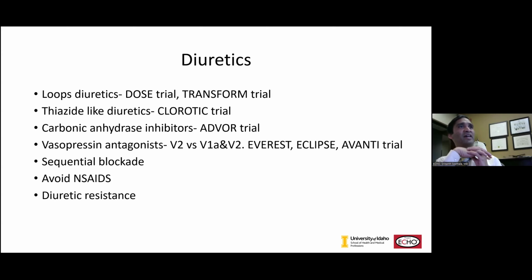And then we have vasopressin antagonists like tolvaptan and conivaptan. Tolvaptan is a V2 receptor antagonist, and conivaptan is a V1A and V2 receptor antagonist. In the EVEREST, ECLIPSE, and AVANT trials, they did make people urinate a lot, particularly if they have hyponatremia, but did not change mortality benefit that much.